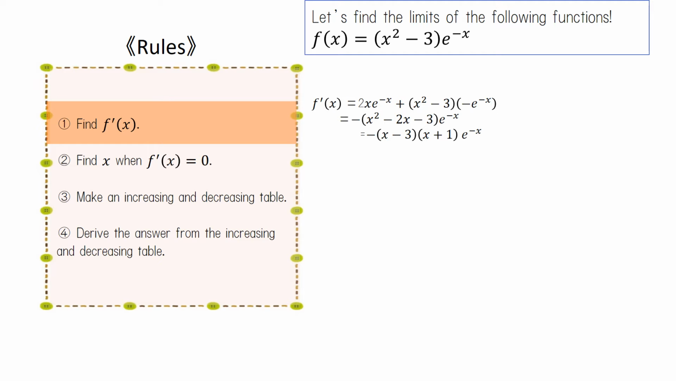f prime of x equals 2x times e to the negative x power plus (x squared minus 3) times negative e to the negative x power, which equals negative (x squared minus 2x minus 3) e to the negative x power, which equals negative (x minus 3)(x plus 1) e to the negative x power.